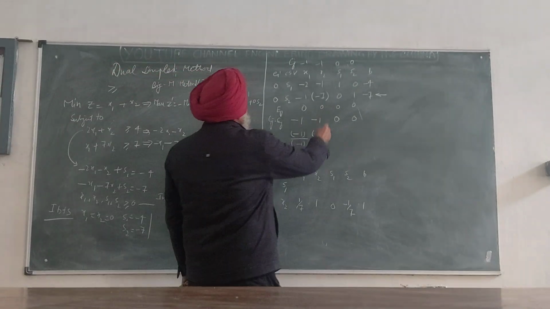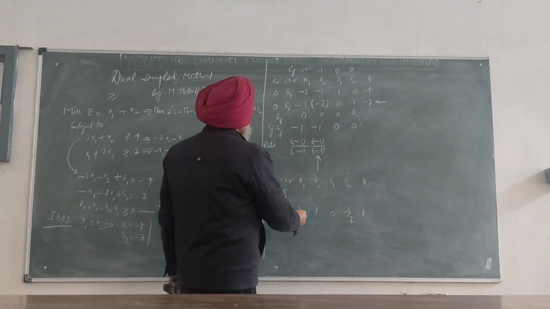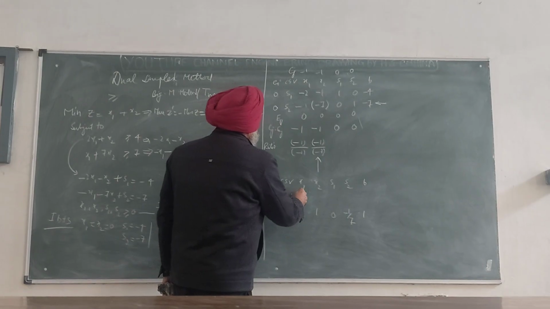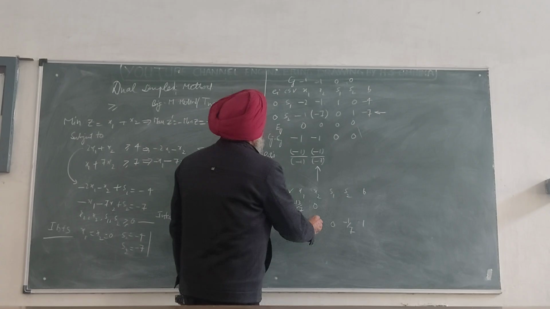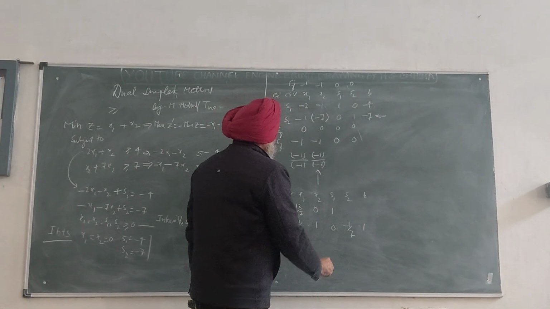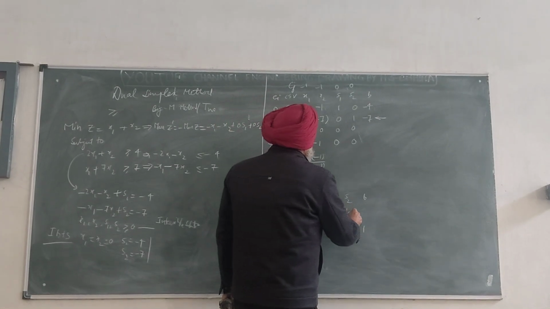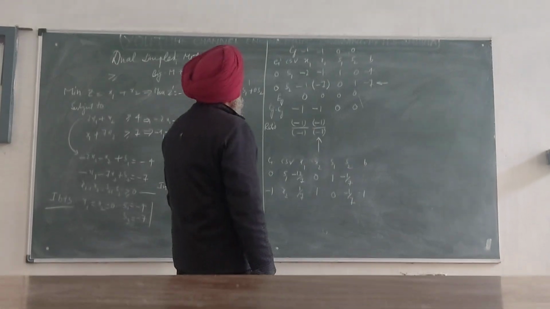Now here we are going to make it 0. What will we add? This is minus 13 by 7. Clear? This is 0 here. This is 1 here. This is minus 1 by 7. We add it.